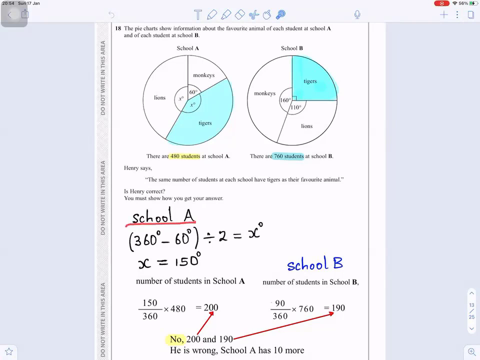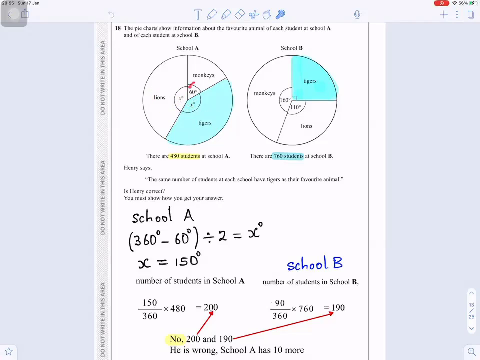So let's start with school A. We look at tigers for school A. I've colored them turquoise there. Tigers, that section is x degrees. So a complete circle is 360 degrees. So 360 degrees minus the 60 degrees, and then divide by 2 will give us x degrees, because there's 2 of them which are x. The tigers and the lions have the same angle, x and x.